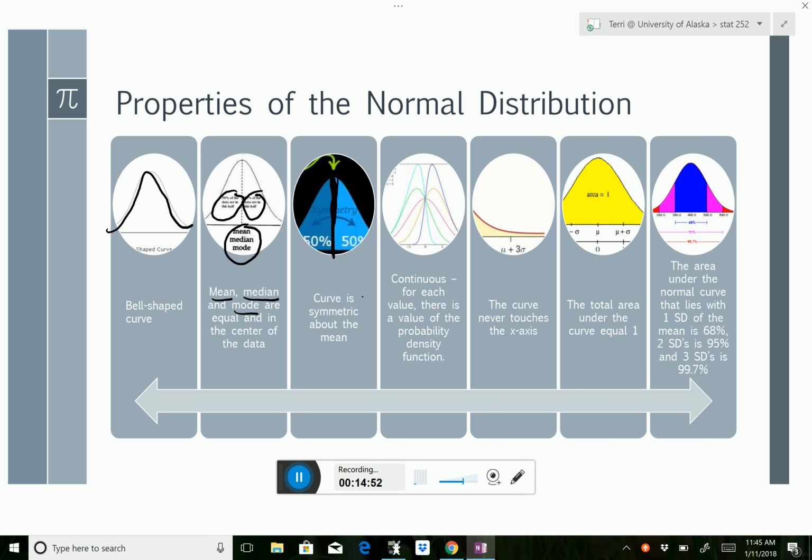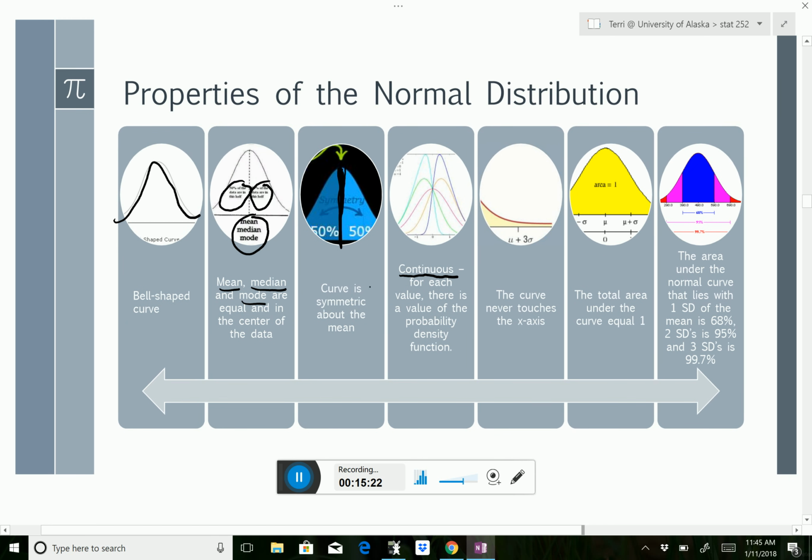Fourthly, it's continuous. So for each value, there is a value of the probability density function. So even though it's very close to 0, and the density function is a little different than the probability, each one of these has a value. So no matter which curve you have, continuous just means that there are no jumps or anything in it.